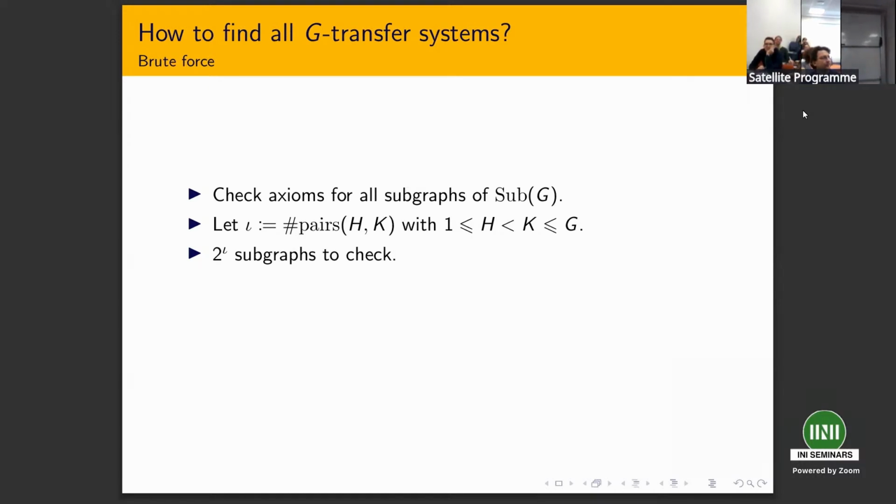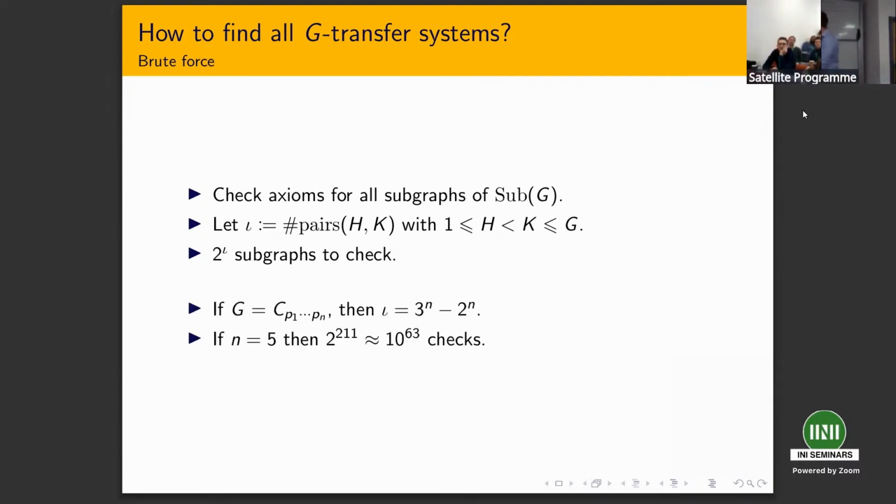But if I let iota be the number of non-trivial pairs (H, K), so H is a proper subgroup of K, then you're reduced to checking 2 to the iota things, and that's a lot, right? So if I take a square-free cyclic group, there are 3 to the n minus 2 to the n non-trivial edges, and if n is 5, then 10 to the 63 is a lot. That's more than a lot. That's never going to happen. So this is okay for small things, but we have to be clever, which is sometimes a nice thing.